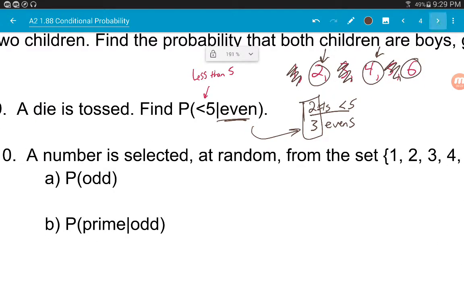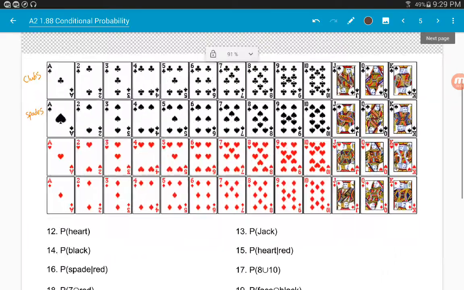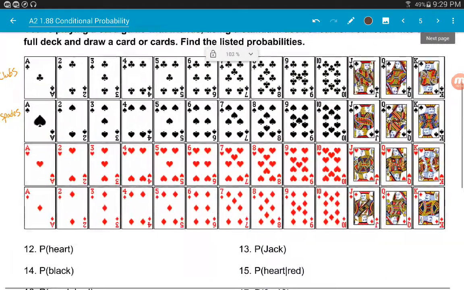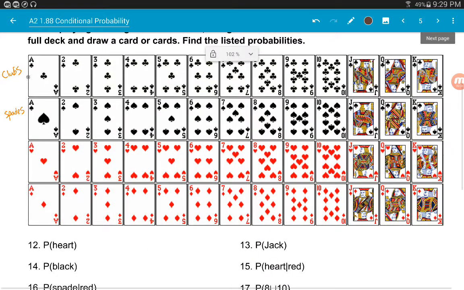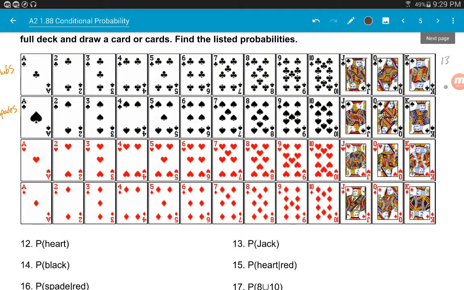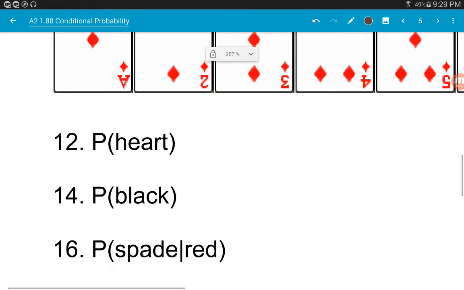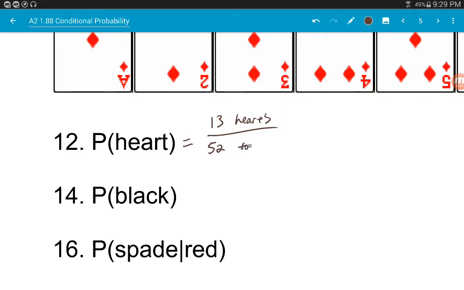So let's do 2 examples from the back. The Regents likes to talk about cards from time to time, so I figured I would show you what's in a deck of cards. These suits are called clubs, and these are called spades. Every one of these has 13, so there are 13 clubs, 13 spades, 13 hearts, and 13 diamonds. So if I wanted to answer a real simple question, the probability of getting a heart: there are 13 hearts out of 52 total cards. 13 out of 52 can also be simplified to 1 over 4.